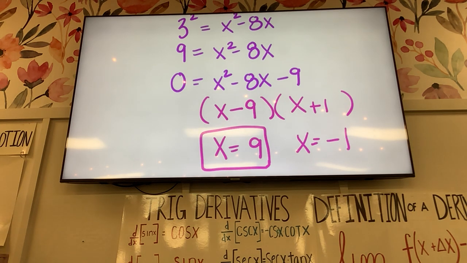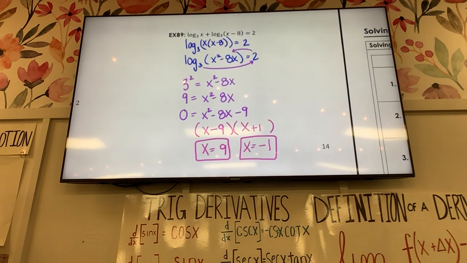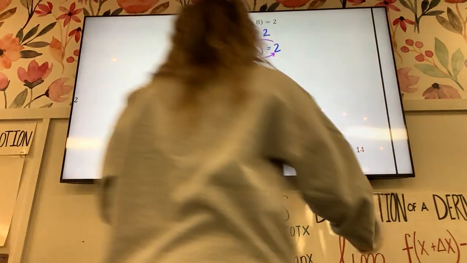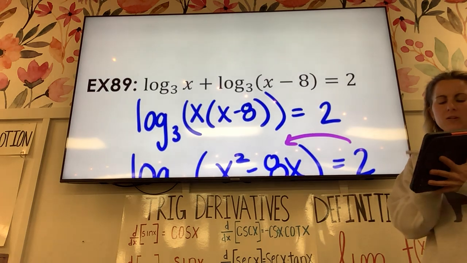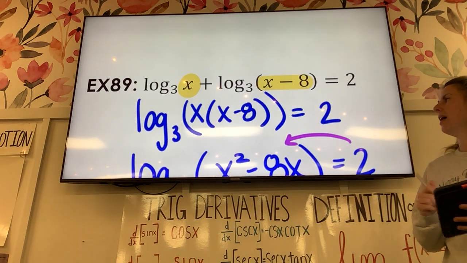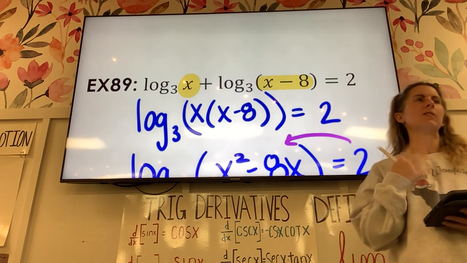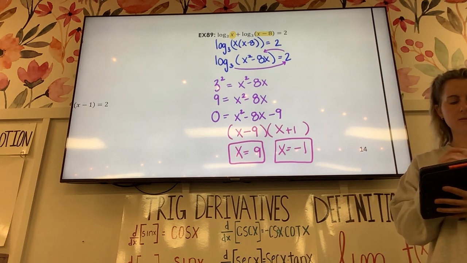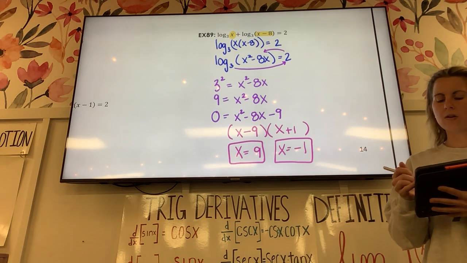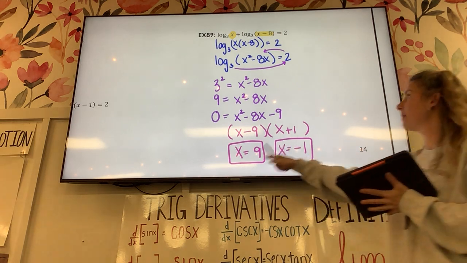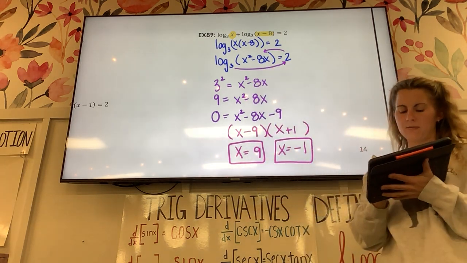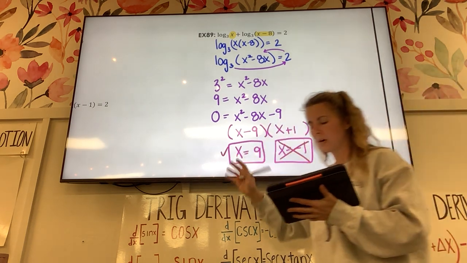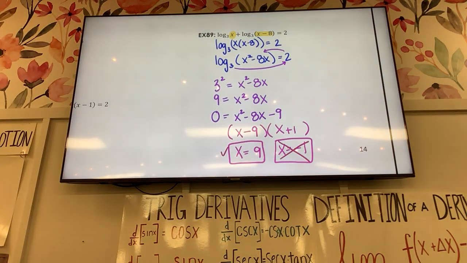Do we have to check it again? Yep, with both your answers, you are going to come back up here to the original log and plug them in. I don't actually care about what the number is. All I care about is if it's positive or negative, because if it's negative, it's not going to work. So negative 1's not gonna work. When I go up here and test 9, 9 minus 8 is going to be a positive, so that one works. But when you test negative 1, that one doesn't work. So that's extraneous, but 9 works. So 9 is the only solution.